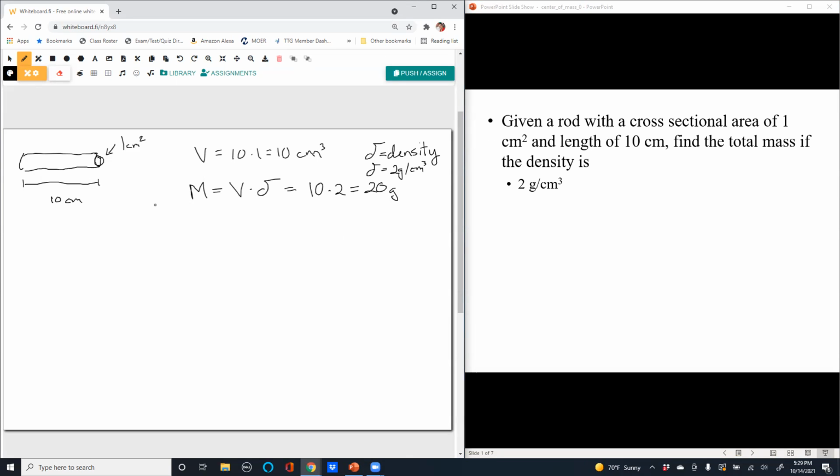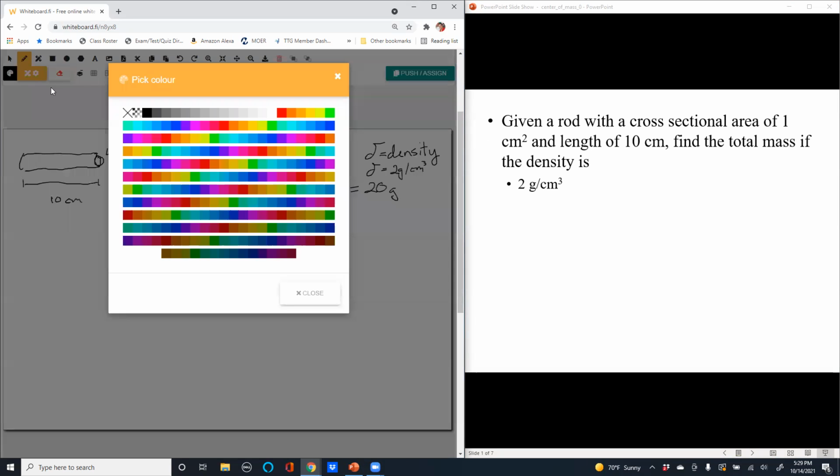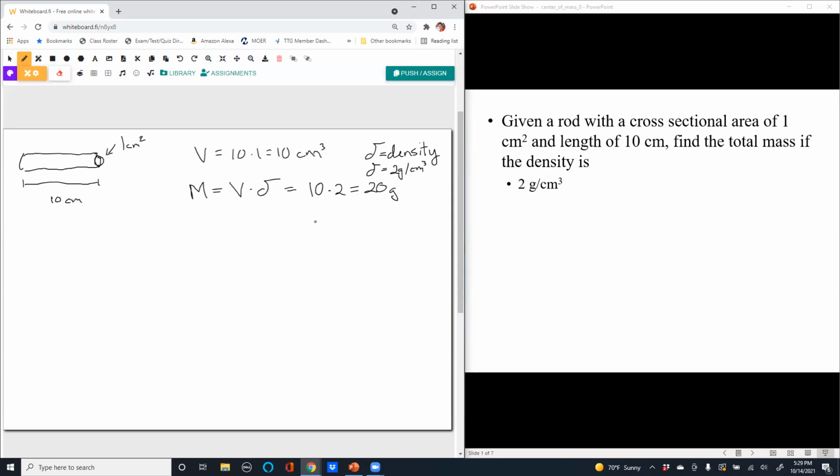So now let's start to talk about if the density is varying, okay? So now let's give the density a function. How about e to the 0.1x grams per centimeter cubed? All right. Same rod. It's still going to be 10 centimeters long, cross-sectional area of 1 square centimeter.